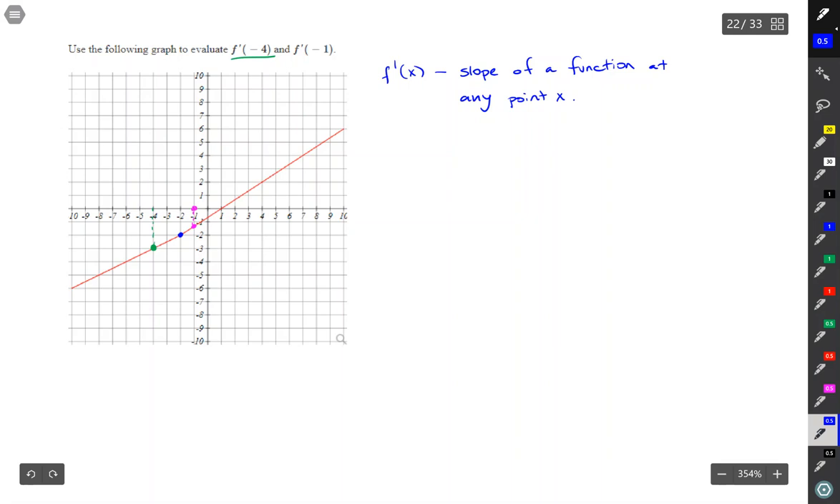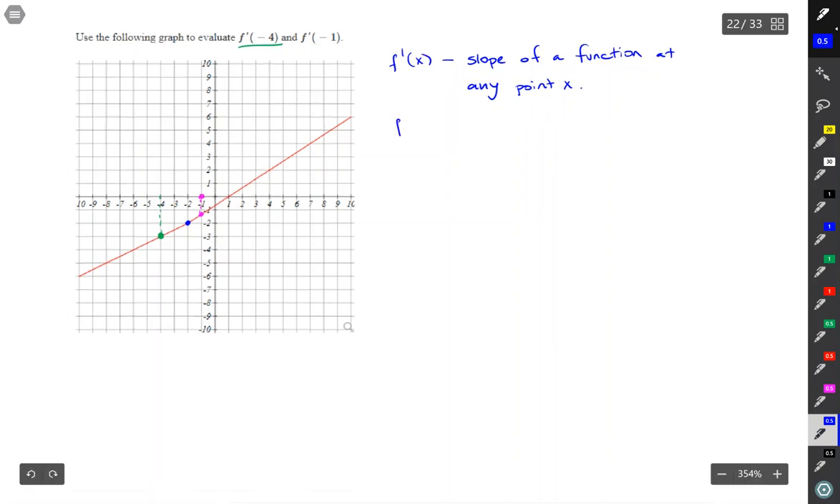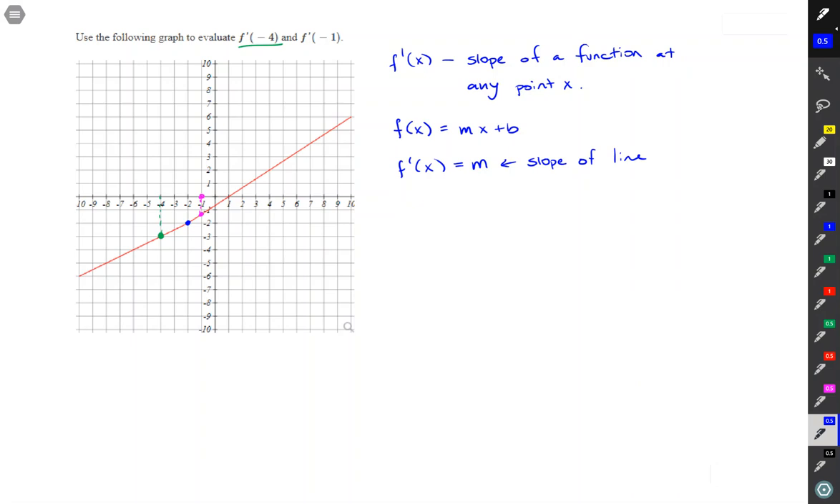And when you have linear functions, so if you have f of x equals mx plus b, its derivative is just m, the slope of the line. So here's the thing. The function here, the question, it isn't really asking us to find a derivative and evaluate it. It's asking us to find the slope of these lines.